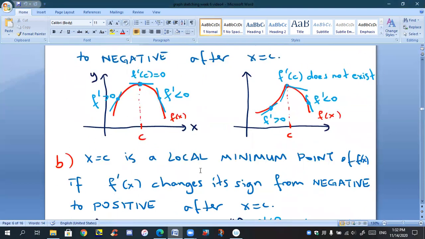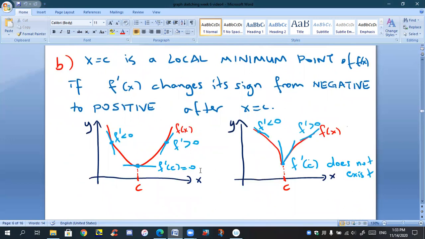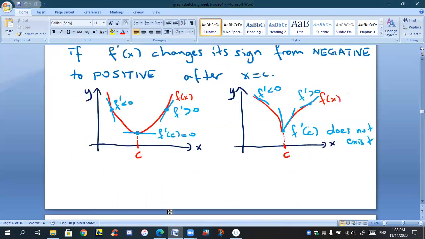Well, the second part is for the local minimums. So if f prime changes sign from negative to positive, then it's a local minimum. So look at both of the pictures again. In the first case, f prime is 0, horizontal tangent line. It's a critical point at c. And look at the second one. f prime of c doesn't exist because of the broken graph. But in both cases, the function is decreasing before the critical point and then it's increasing after the critical point. So f prime changes from negative to positive, right? So this is called the first derivative test.